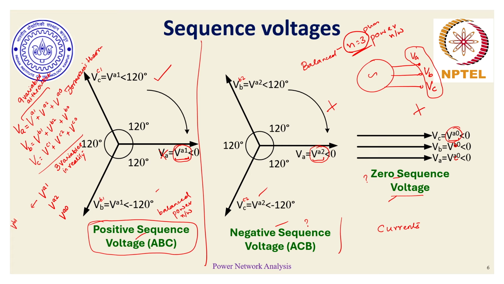What would be VB1? As per the positive sequence diagram, VB1 is lagging VA1 by 120 degrees. So VB1 would be VA1 at an angle minus 120 degrees, which is precisely what is defined over here. Similarly, if I have to find the negative sequence voltage of phase C, then as per the negative sequence diagram, VC2 is lagging VA2 by 120 degrees. So VC2 is VA2 at an angle minus 120 degrees.